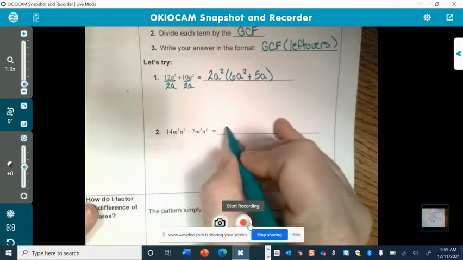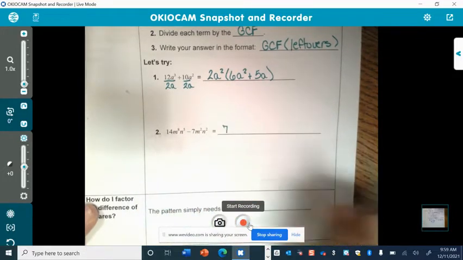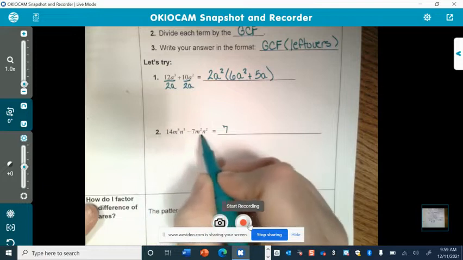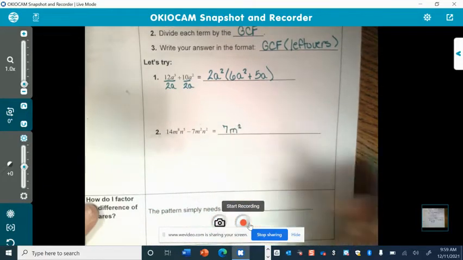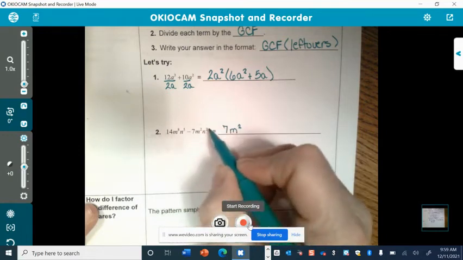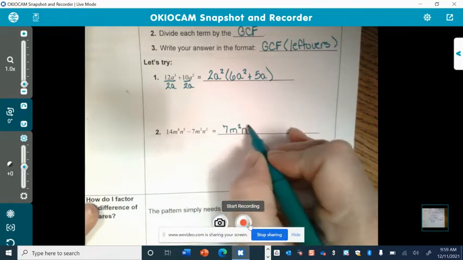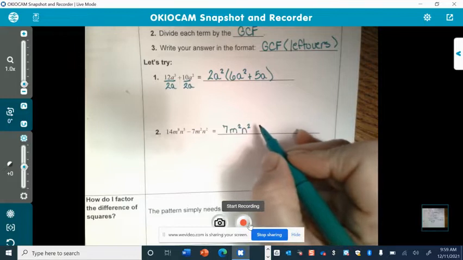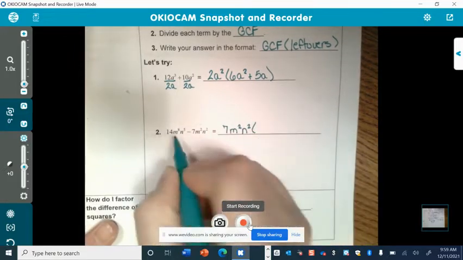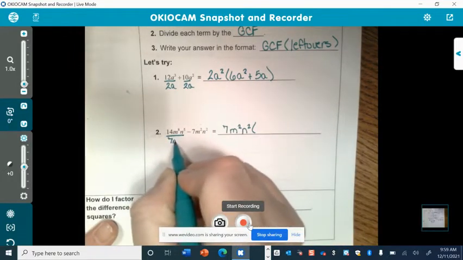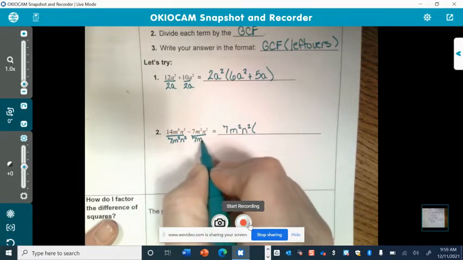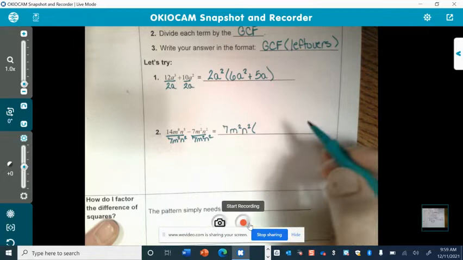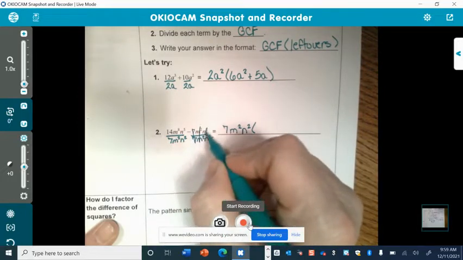All right, between 14 and 7, my greatest common factor is a 7. M to the 8th and m squared, I want the smaller exponent, so m squared. N to the 5th and n to the 2nd, smaller exponent is n to the 2nd. And I'm going to divide each of these terms by this greatest common factor. All right, 7, m's, n's.